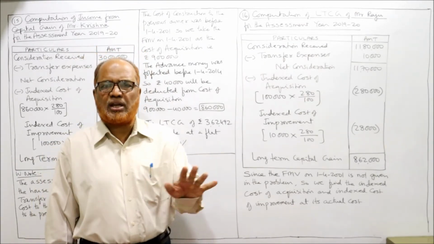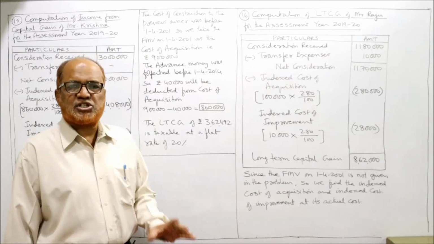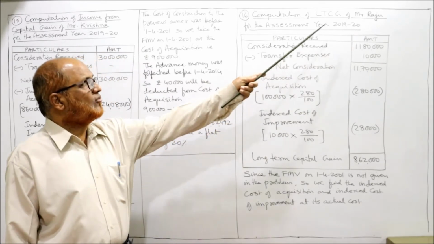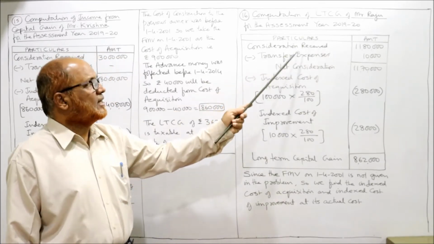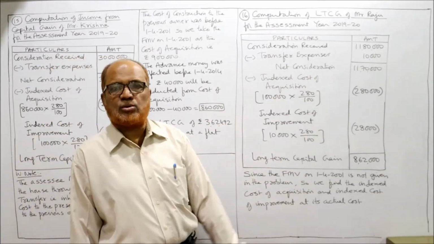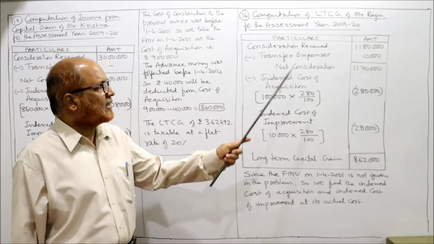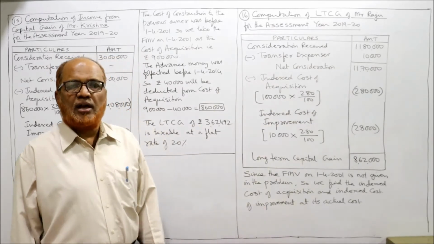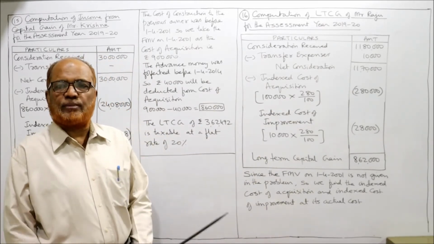No complication, nothing. The assessee is Mr. Raju. So computation of LTCG of Mr. Raju for the assessment year. Consideration received is 11,80,000. Less transfer expenses 10,000, given in the problem. The net consideration is 11,70,000.